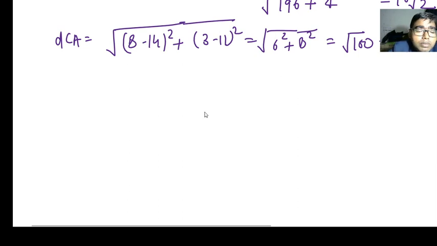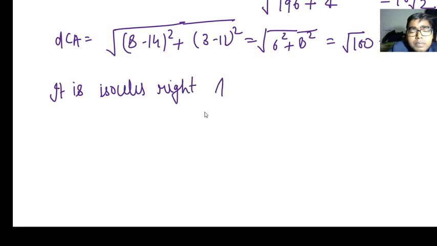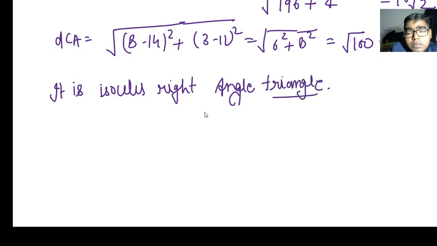So it is an isosceles right angle triangle. Right friends, let us see one more question.